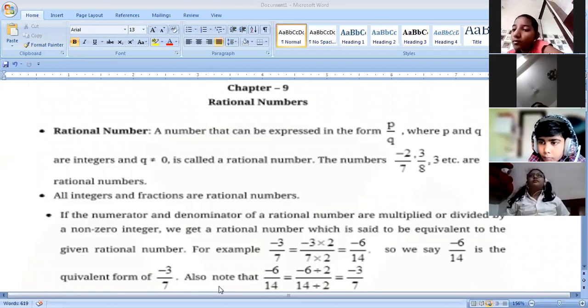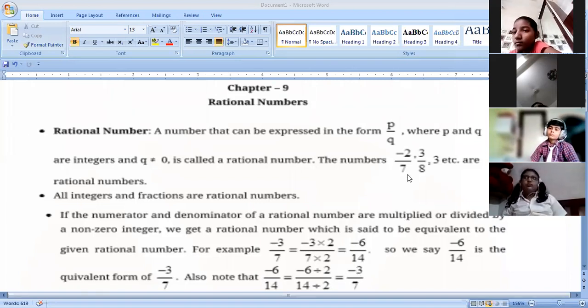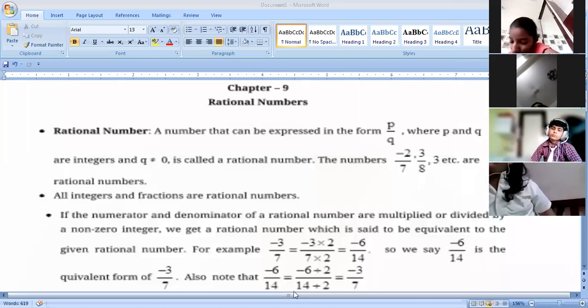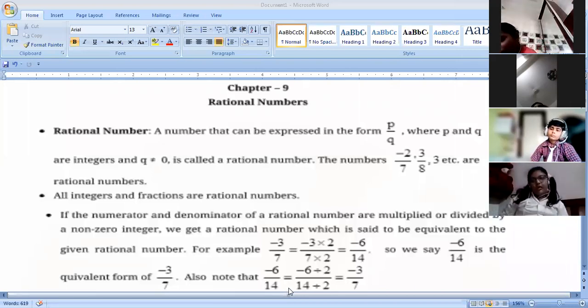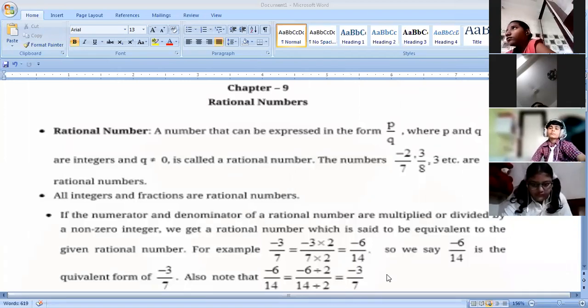Next thing is, if the numerator and denominator of a rational number are multiplied or divided by a non-zero integer, we get a rational number. That means equivalent rational numbers. Suppose two numbers are given, minus 3 by 7 and minus 16 by 4. You have to change them into like fractions, then only you will get whether these both are equivalent forms of minus 3 by 7.